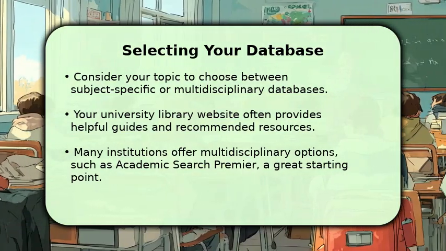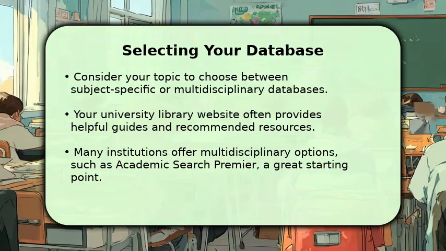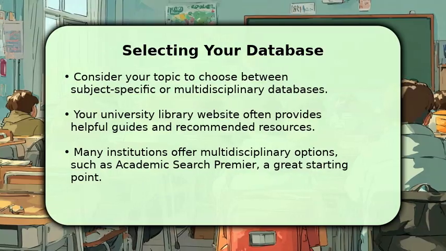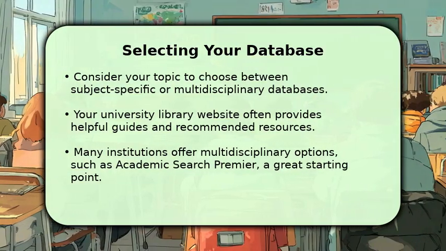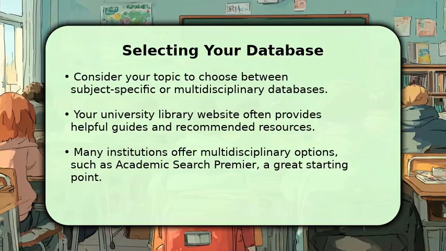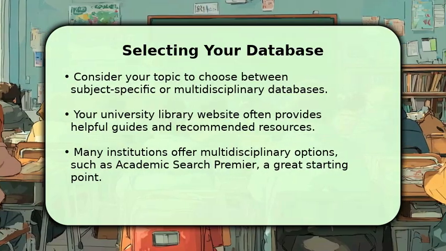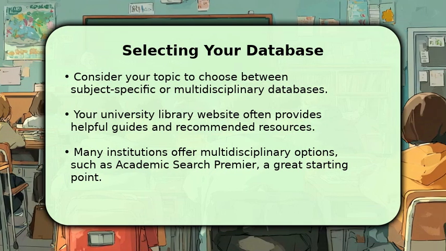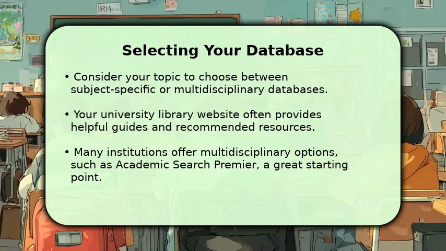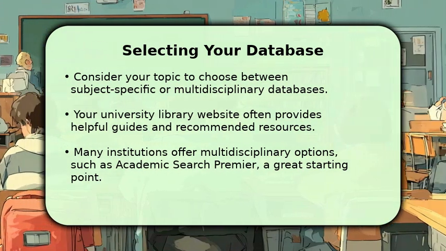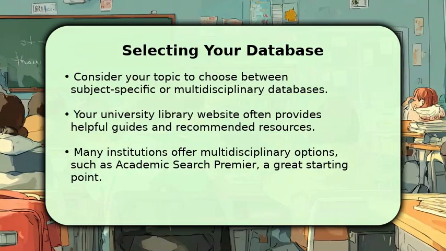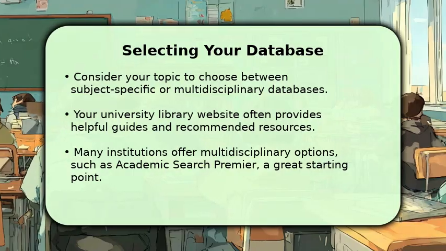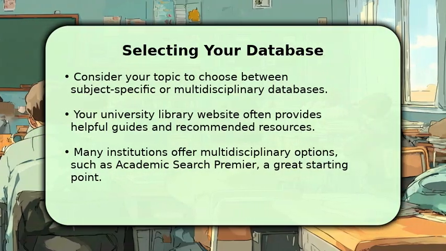Consider your topic. For example, a history project might benefit from historical abstract databases, while a science project could use specialized science databases. Many institutions offer multidisciplinary options, such as Academic Search Premier, a great starting point for many subjects. If you are unsure, your university library website often provides helpful guides or direct links to recommended resources.